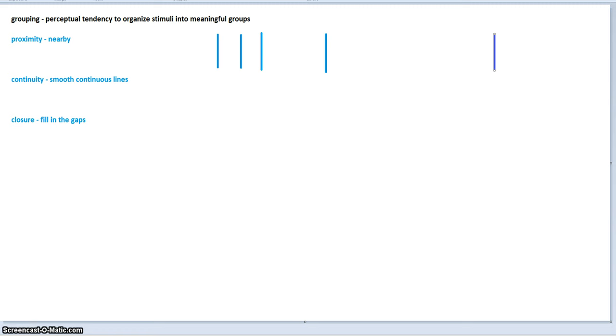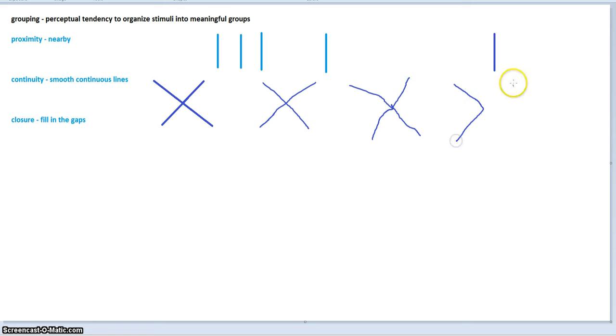For continuity, you like to see continuous lines. A good example of this is if you draw an X on the side of your notes. Chances are when you drew that X, you did it by going like that. You did not go like that. You did not draw it like that because you like continuous lines. You perceive this as 2 straight lines versus funky angles. That's continuity.